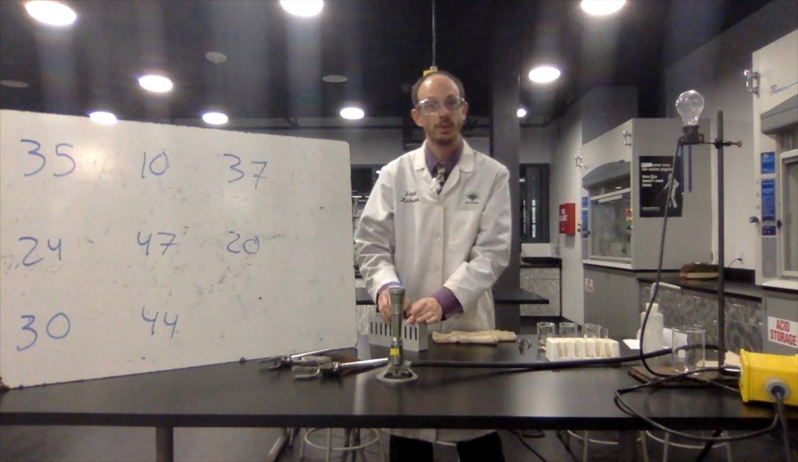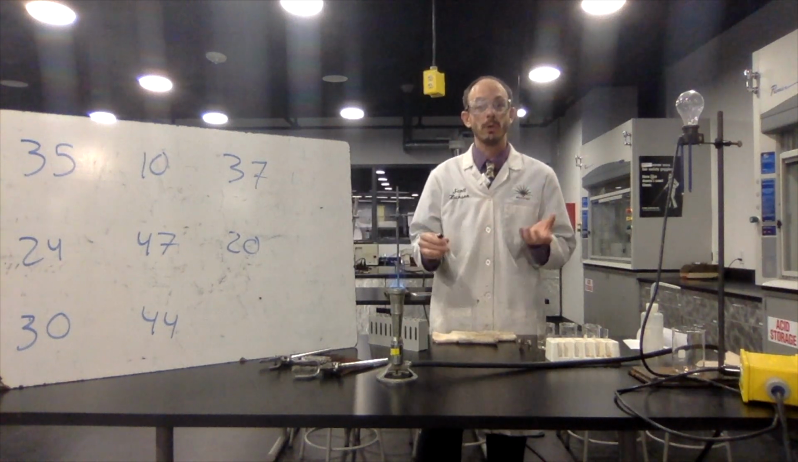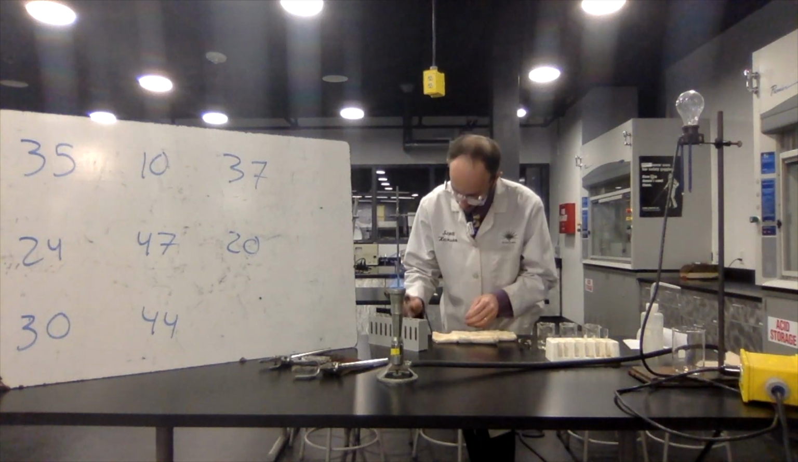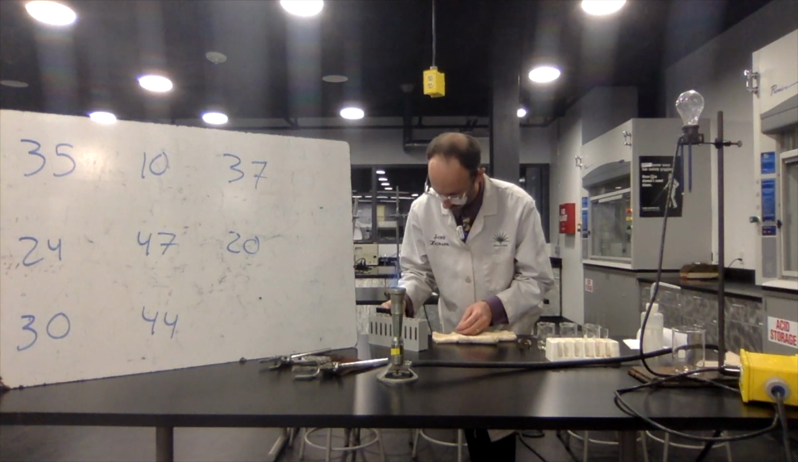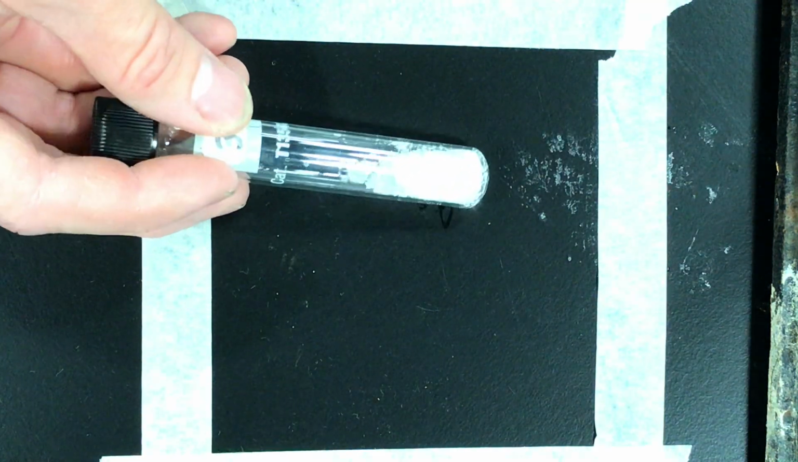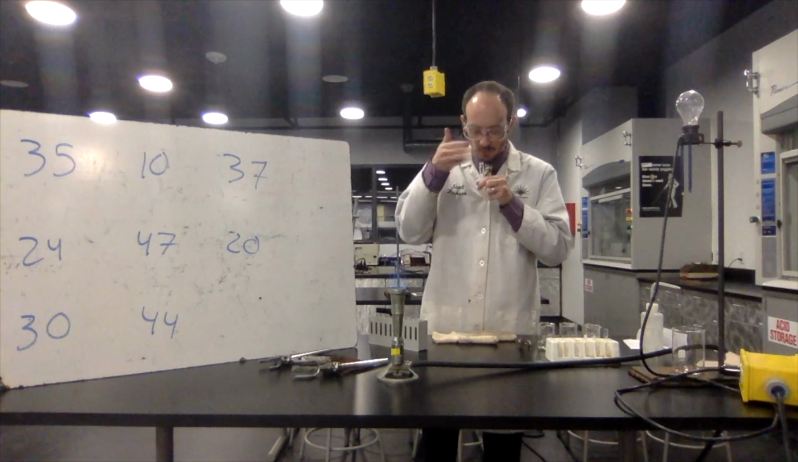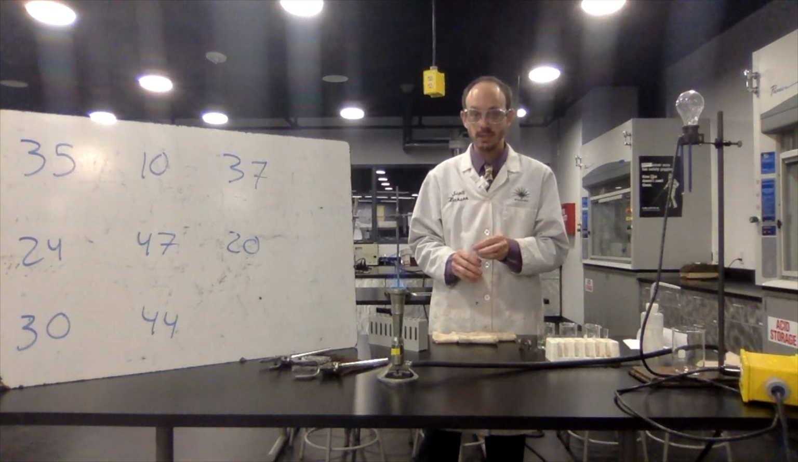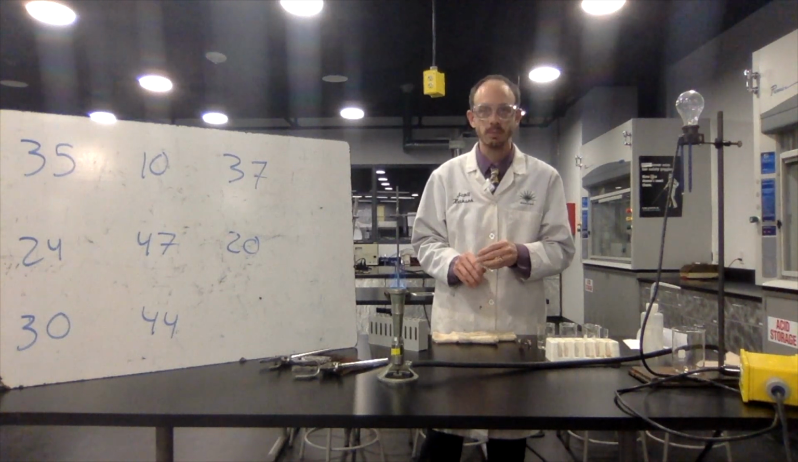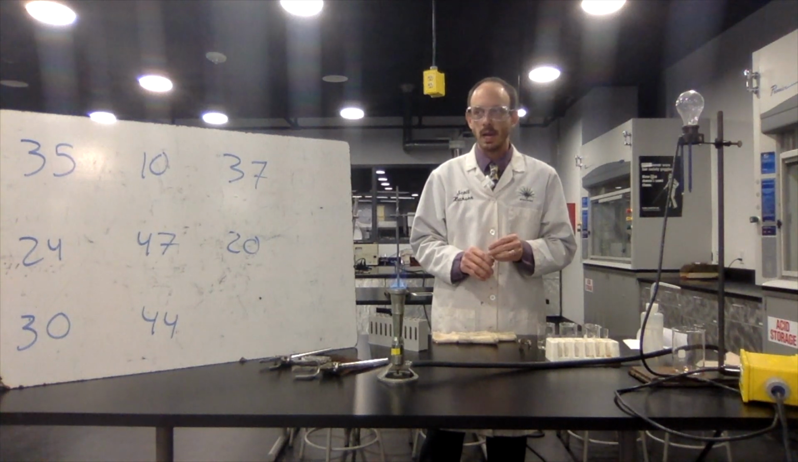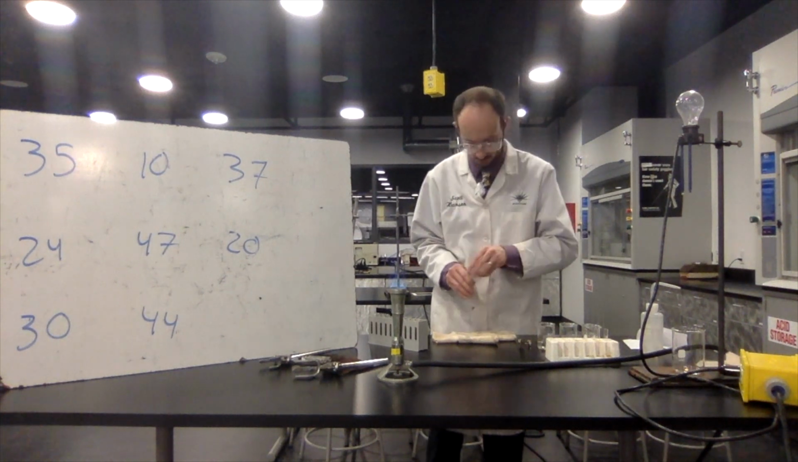35, 10, 37, 24, 47, 20, 30, or 44. Here's a quick look at that material. It's white and crystalline, much like the last two. All right. Woo! There is an odor associated with this one. It smells, gentlemen, it smells like a bathroom in a stadium.